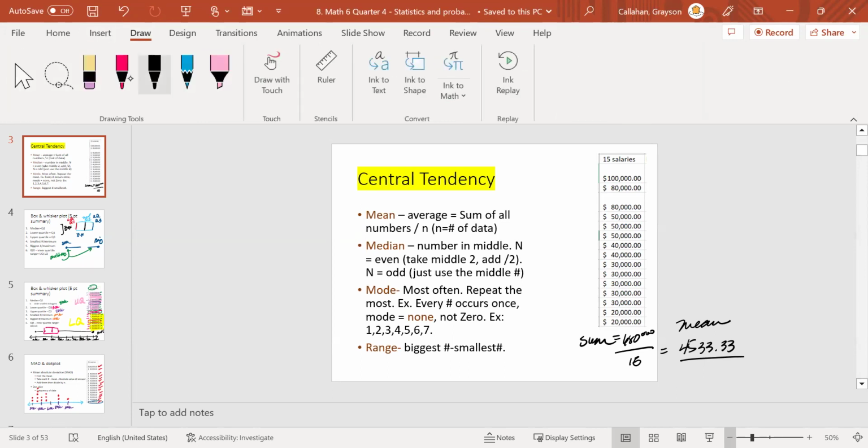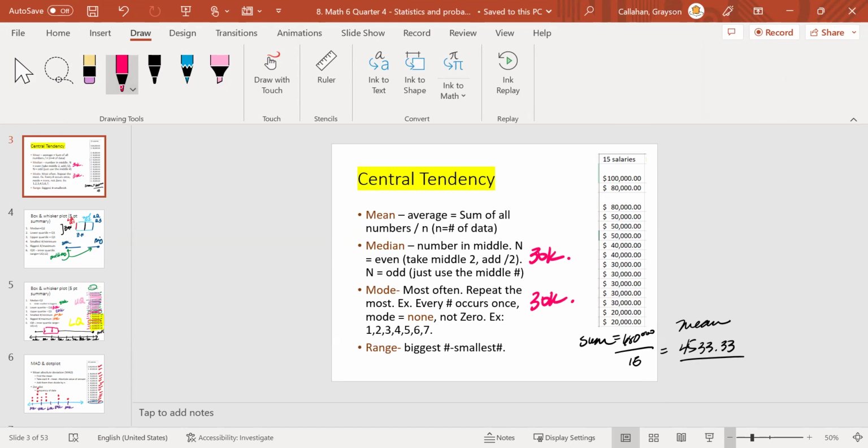We found median the last one. How did you find it? 40,000. How did we do that? Because there's 15 numbers, so I just found the middle. Which one's the mode? The mode is the 30,000. Why? Because it's the number that mostly occurs in the diagram. Good. What's the range?